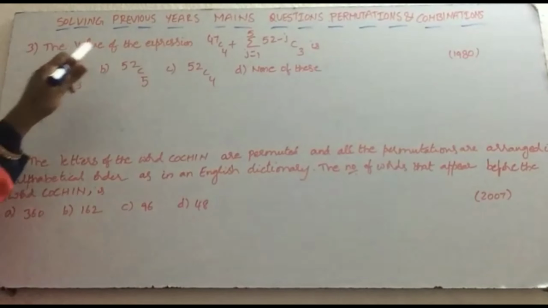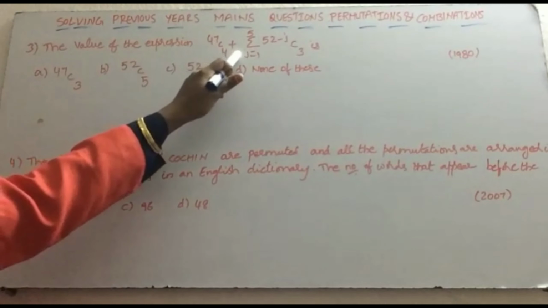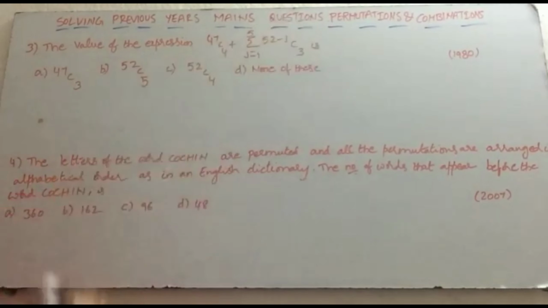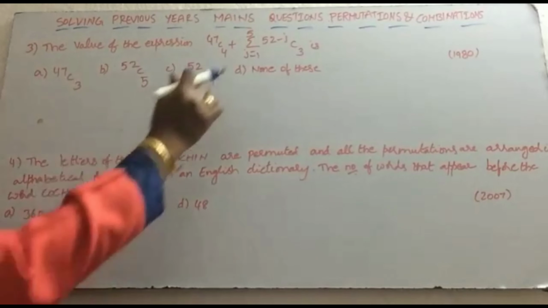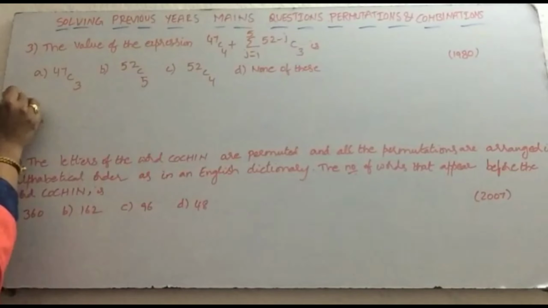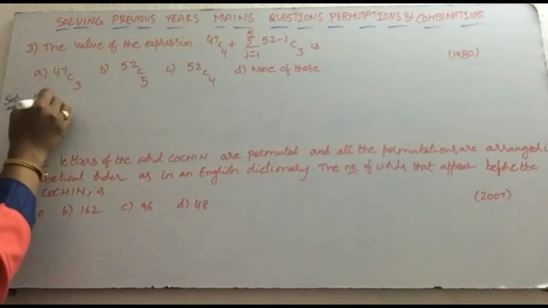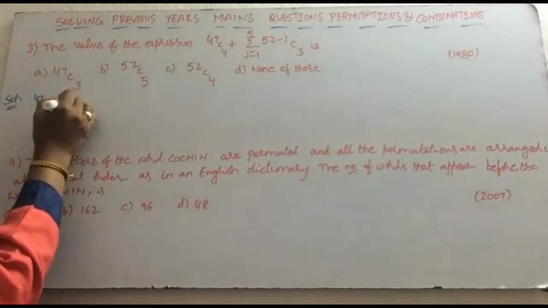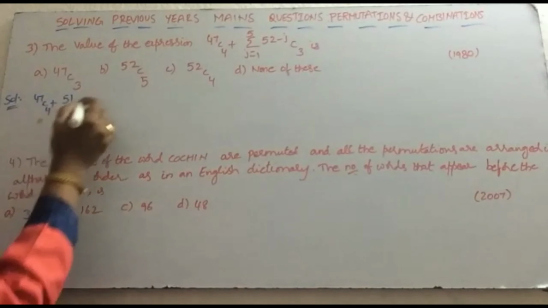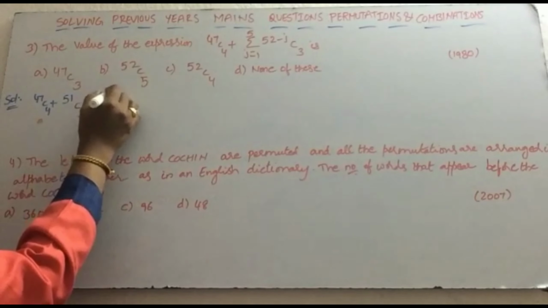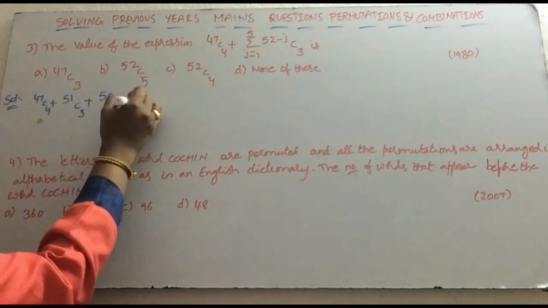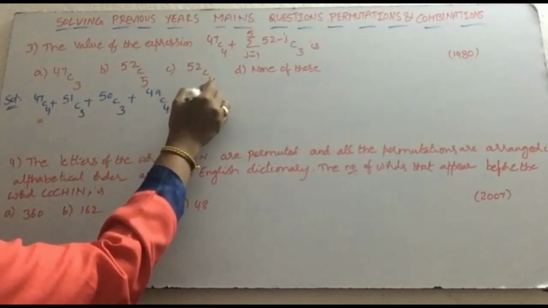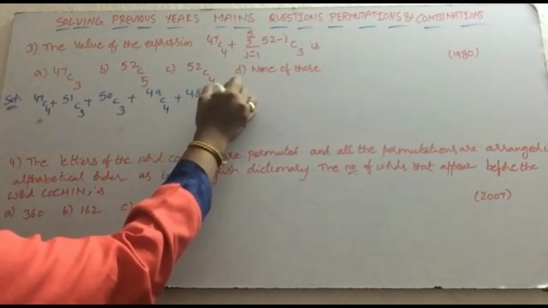Next problem: the value of the expression 47C4 plus summation j equals 1 to 5 of (52 minus j)C3 is. Now we will substitute the values of j. Then we will get 47C4 plus 51C3 plus 50C3 plus 49C3 plus 48C3 plus 47C3.